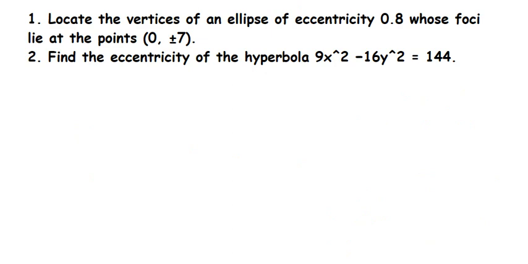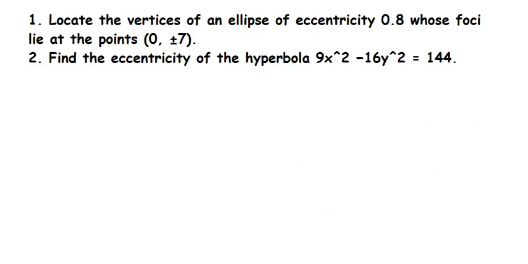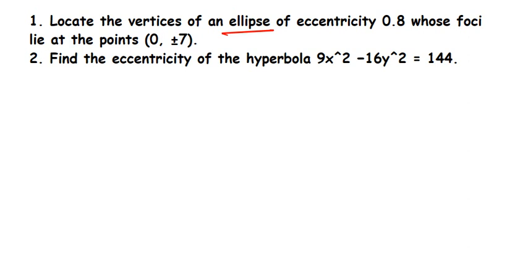Okay, that's how you handle these two basic questions. Now I've got 3 more questions that I want you to try out. Question 1, we're told to locate the vertices of an ellipse of eccentricity 0.8 whose foci lie at the points 0, plus or minus 7. So it's very easy to handle these questions if you know the shapes they're discussing. An ellipse.